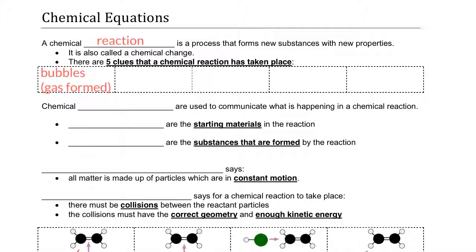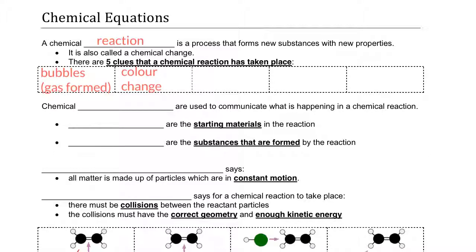So the first sign that a chemical reaction has taken place is if bubbles are formed. So we saw bubbles being formed. A lot of people ask, is that true all the time? Well, you can think of the case of boiling water. If you have a pot of water boiling on the stove, bubbles are being formed. However, this is not a chemical reaction because there's no new substance. That's just a change of state. So you have to be careful when you're looking at bubbles being formed. That's why we have other clues that a chemical reaction has taken place.